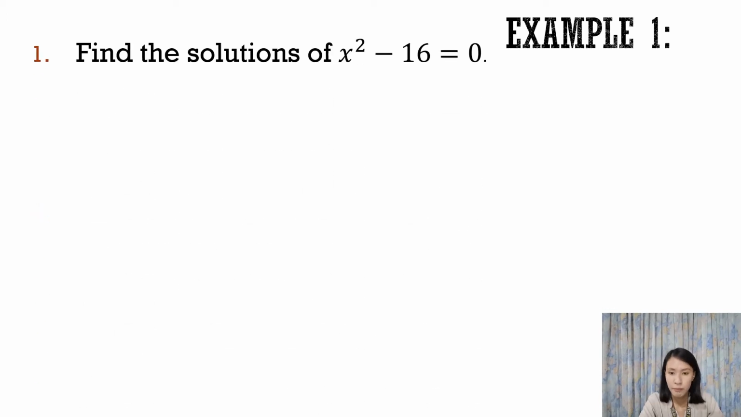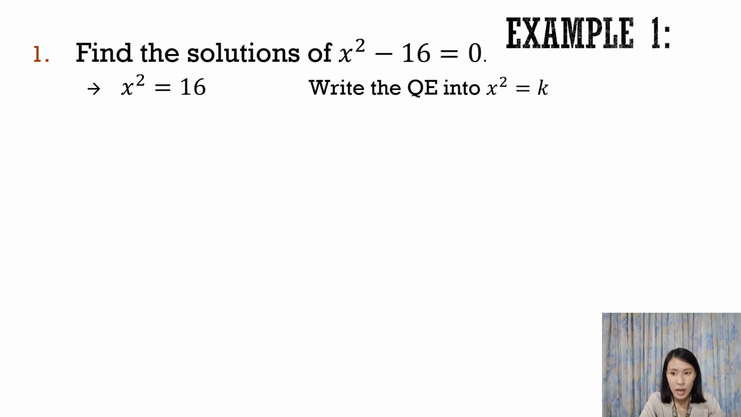Example number 1. Find the solutions of x squared minus 16 is equal to 0. Now, we need to find out if we can solve this one using extracting square roots. On the previous slide, it was stated that we can solve a quadratic equation if we can write it in the form x squared is equal to k. So let us try to write this equation in that form. Our equation becomes x squared is equal to 16 by using the addition property of equality.